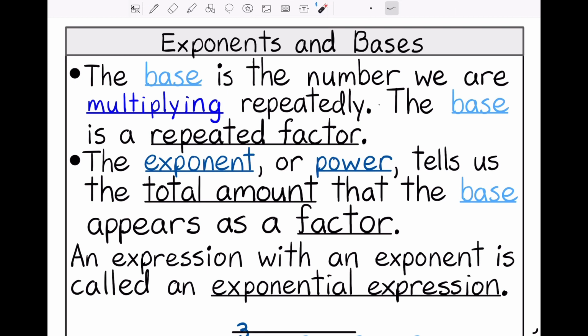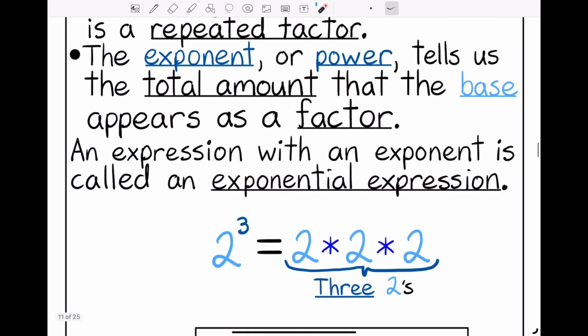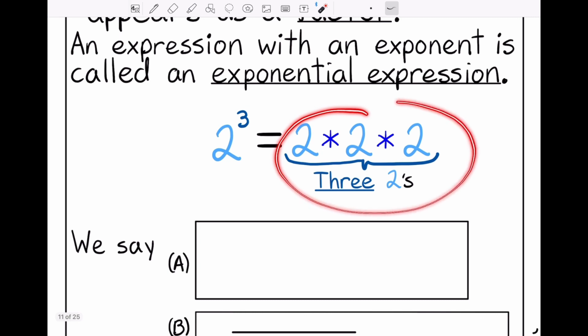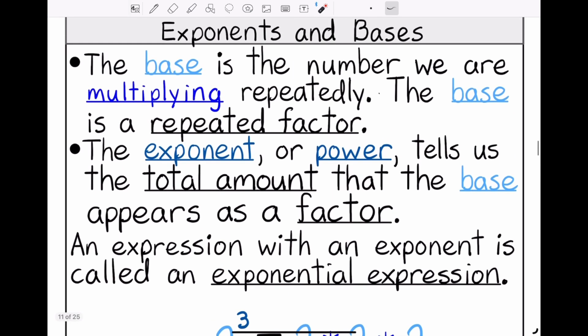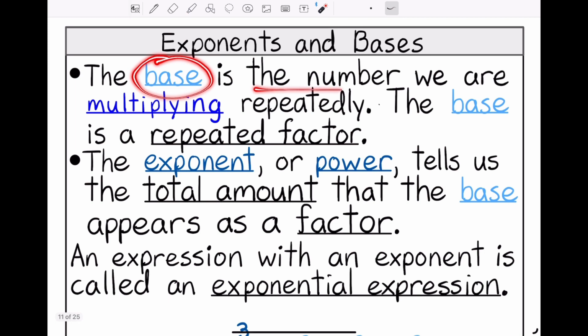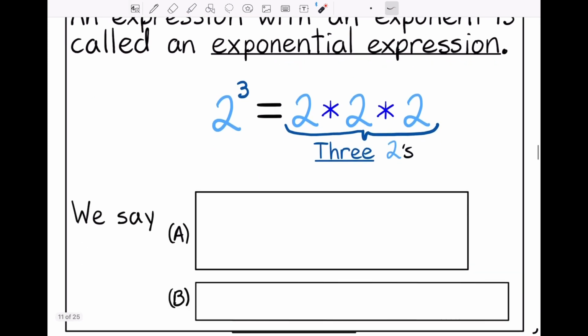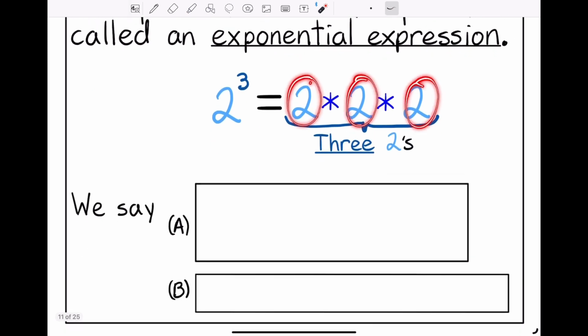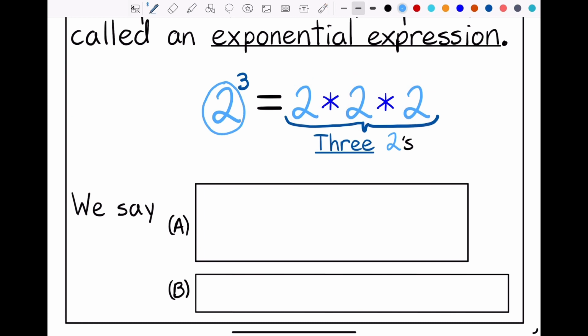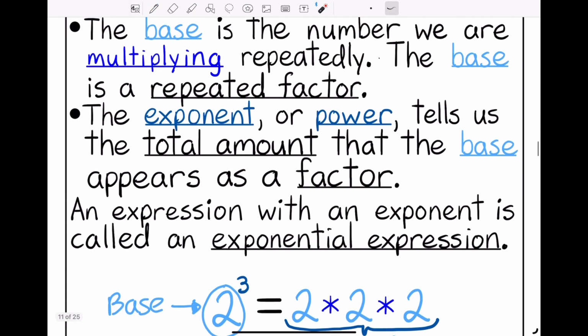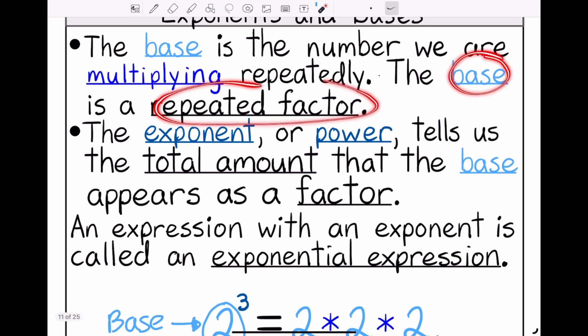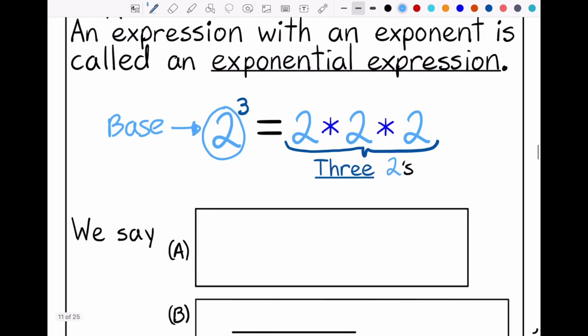Now let's look at the vocabulary of exponents, and we're going to use the example where we're multiplying 3 2's together. So let's begin. The base is the number we are multiplying repeatedly, and since we're multiplying 2 repeatedly in our example, our base is 2. So I'm going to label the 2 as our base. And since we're multiplying 2 repeatedly, we often like to call the base a repeated factor. So in our example, 2 is our repeated factor. And let me write that down.